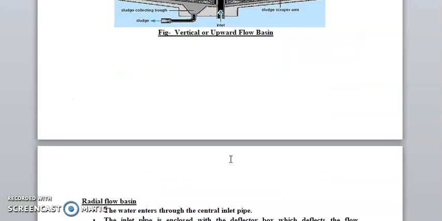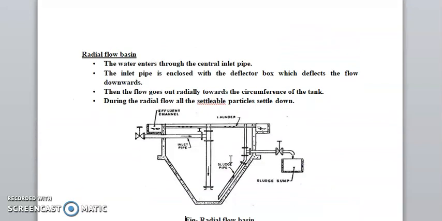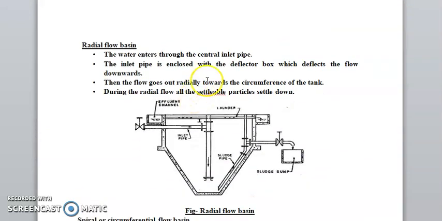Now we go for the radial flow basin. Water enters through the inlet pipe. The inlet pipe is enclosed with deflector baffles, which deflect the flow downward. The flow goes out radially toward the circumference of the tank. During the radial flow, all the settleable particles settle down. This is the radial flow settling tank.